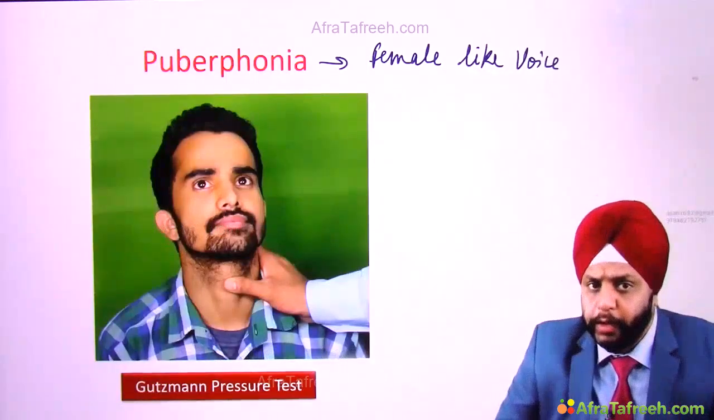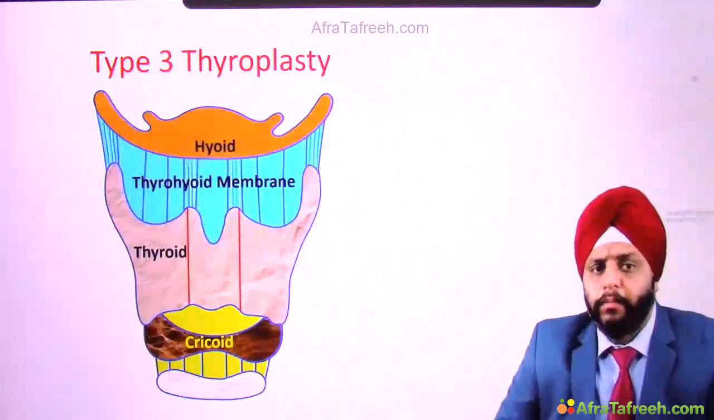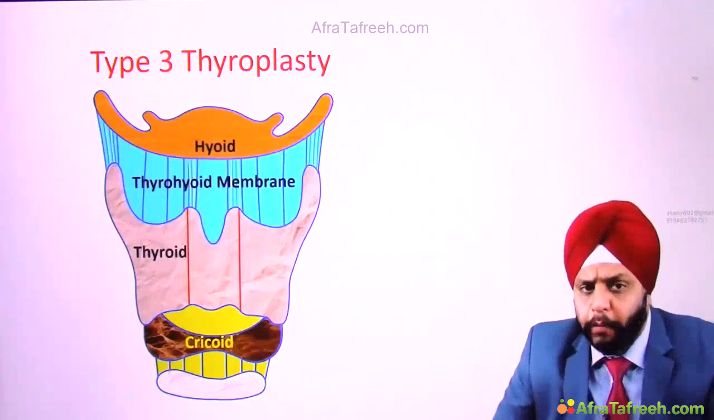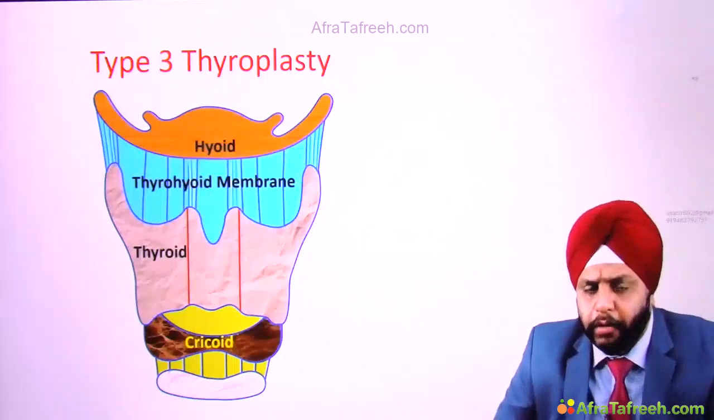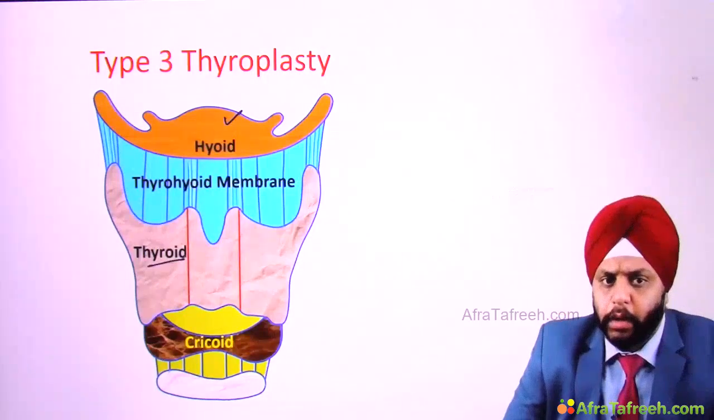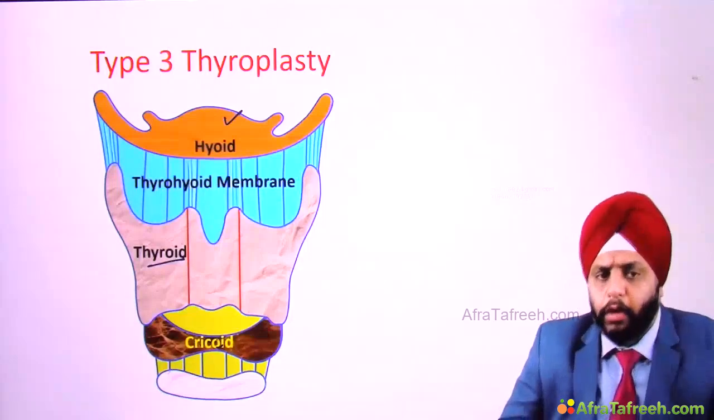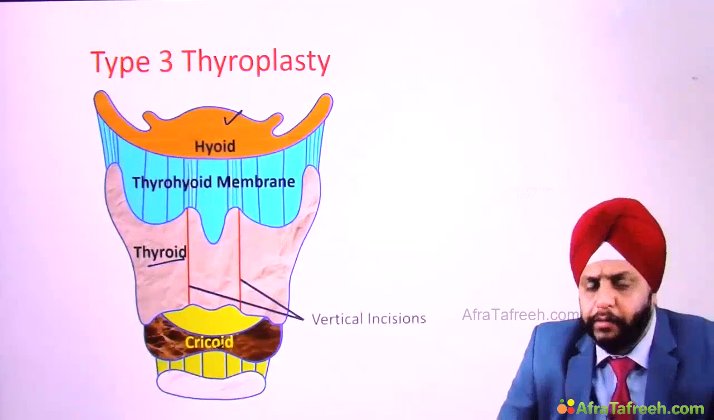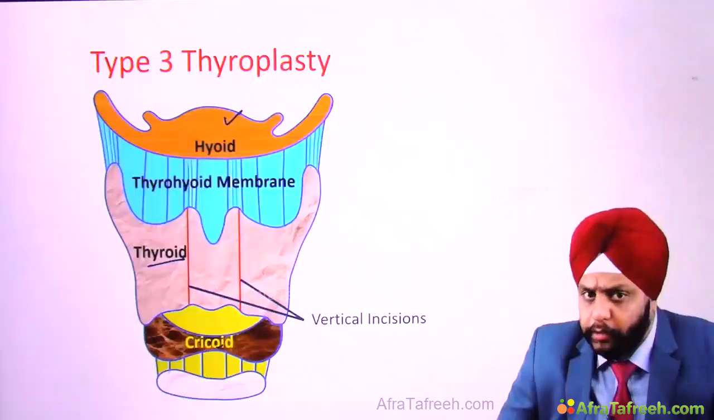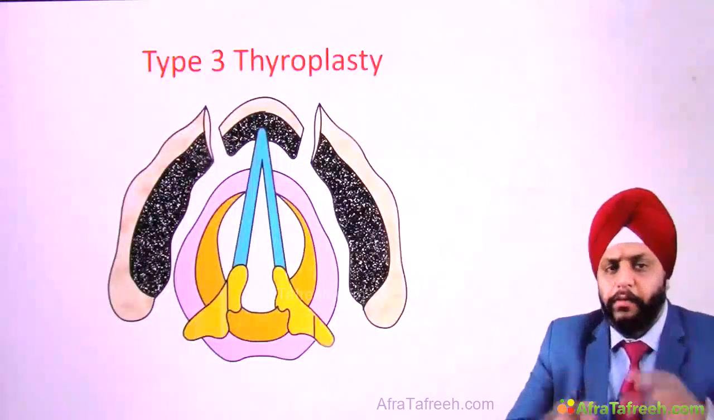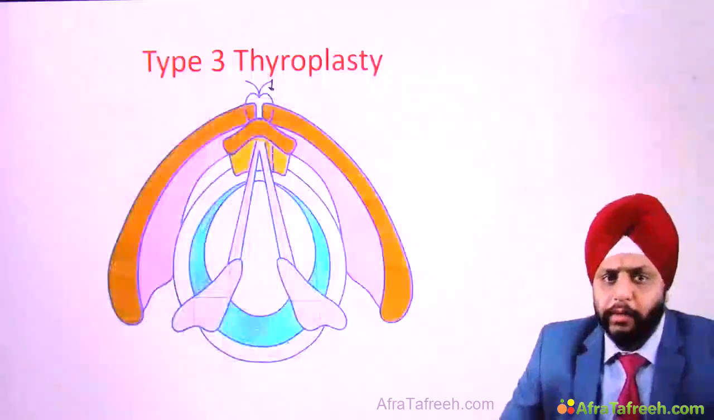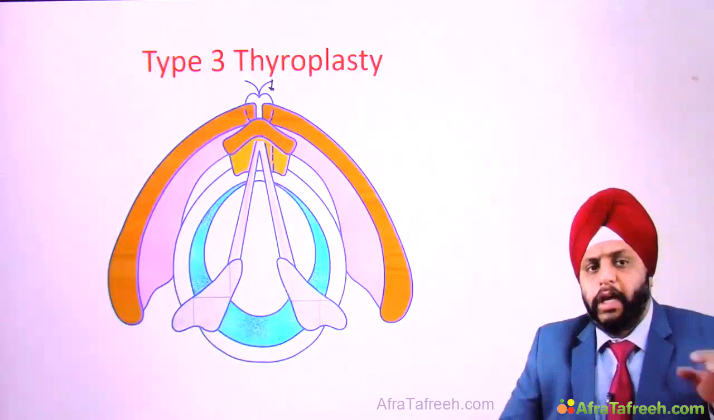How can you improve it? We can improve it surgically by doing a type 3 thyroplasty. What is done in type 3 thyroplasty? You give two vertical incisions on the thyroid cartilage. Remember, in the larynx we have the hyoid bone, the thyroid membrane, the thyroid cartilage, and the cricoid cartilage. We give two vertical incisions on the thyroid cartilage and take a part of this cartilage out. This part goes inside and you can stitch it back like this. So that's a type 3 thyroplasty.